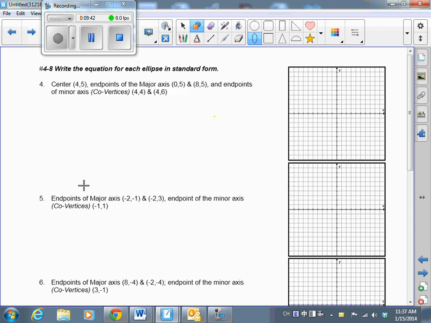All right, let's look at this. It says center at 4, 5. Why don't we plug in the center first? What is it at? 4, 5. Very good. You should know that. Endpoint of the major axis is at 0, 5. So let's plug in 0, 5.